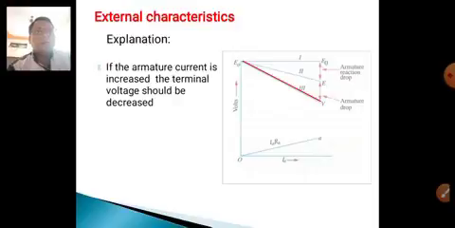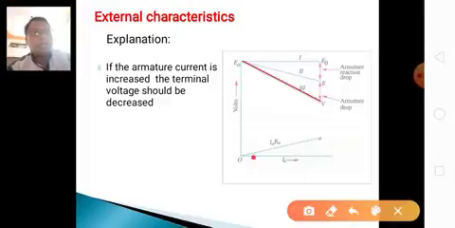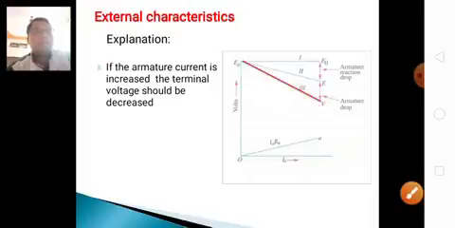So if the armature current is increased, the terminal voltage should decrease. If the armature current increases, the terminal voltage decreases. So here the armature current increases, so the terminal voltage will drop.